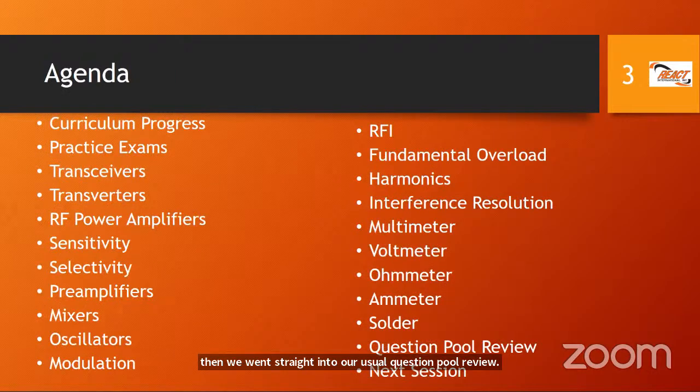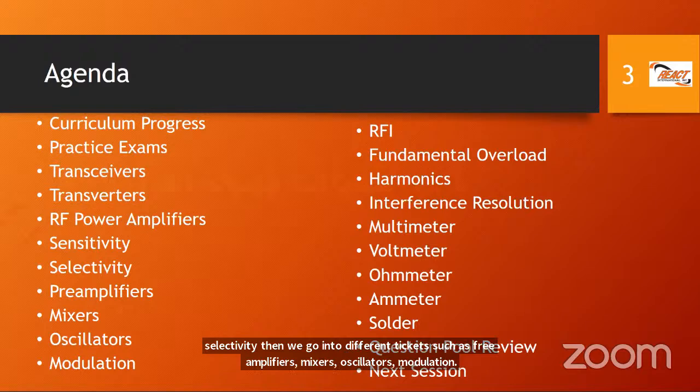So our agenda for this evening, we will again have a look at where we are in the curriculum. We'll talk again quickly about our practice exams. Then we go into the technical topics such as transceivers, what are transverters, as well as RF power amplifiers. We discuss the concepts of sensitivity as well as selectivity. Then we go into different circuits such as preamplifiers, mixers, oscillators, modulation. We discuss radio frequency interference and some concepts such as fundamental overload harmonics. We'll also discuss what we can do to resolve interference issues.